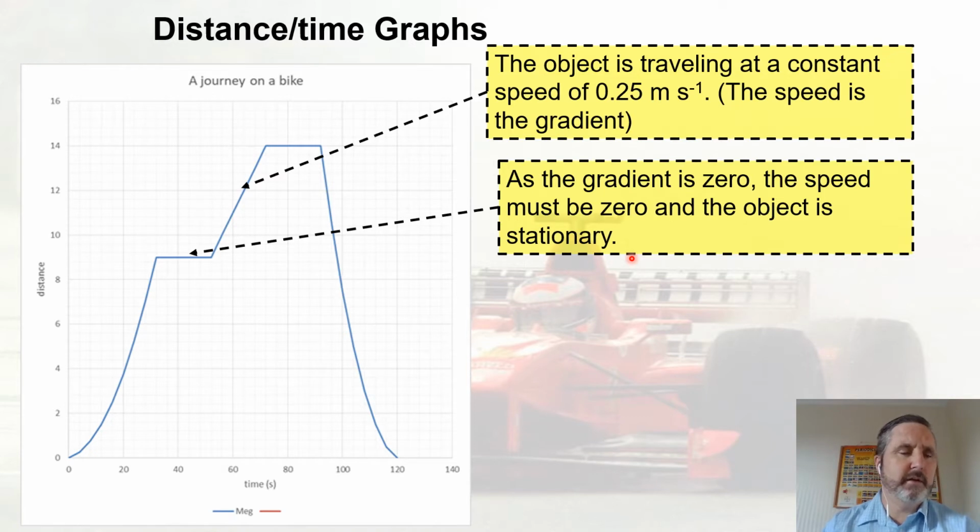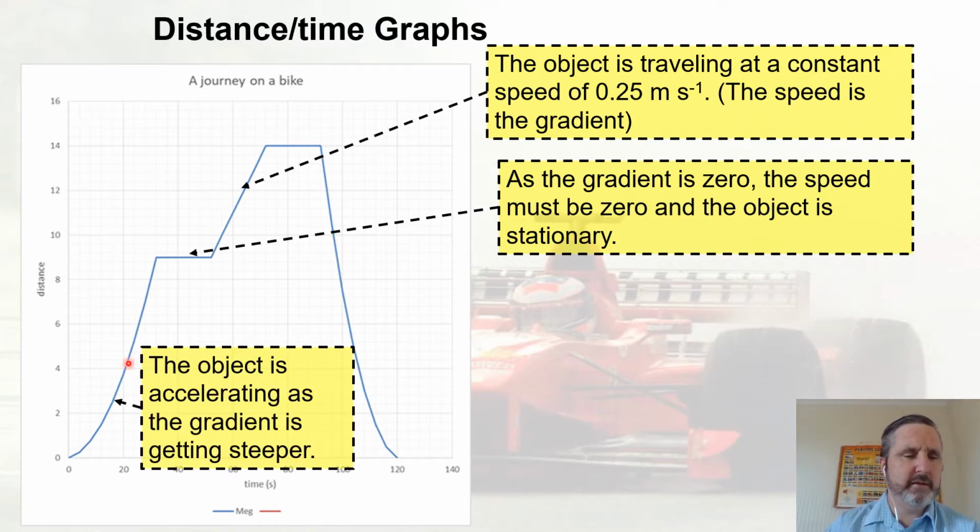If there is a straight line and it is moving at an upwards gradient, it means that the person is at a constant speed and that they are moving away from where they started. They're going further away. We can see for this line here, they've gone from 7 meters to 14 meters away. And they've done that from 50 to 70 seconds, or over the course of 20 seconds. This bicycle has been traveling at 0.27 meters per second. And we can see that it's traveling at a constant speed because it has a straight line on an angle.